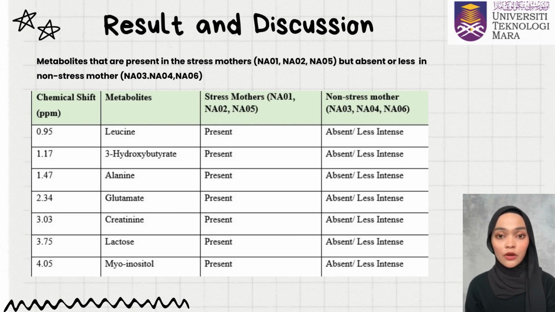So the last metabolite found in the milk of stressed mothers is myoinositol. The chemical shift range of myoinositol is 4 to 4.10 ppm. Myoinositol is involved in cell signaling and growth. Elevated levels of myoinositol in the milk of stressed mothers may influence cellular processes and development in infants. This metabolite's role in brain development and function makes it particularly important for the neurodevelopment of breastfed infants.